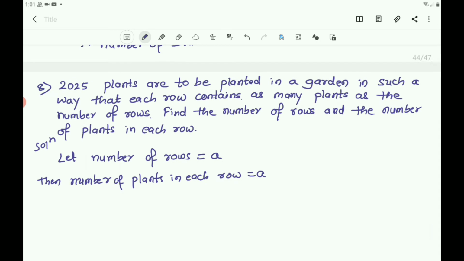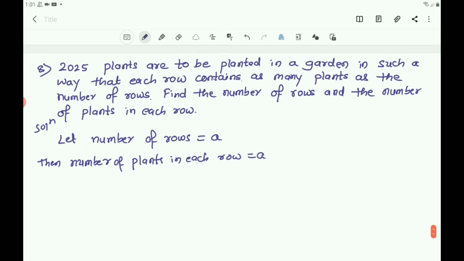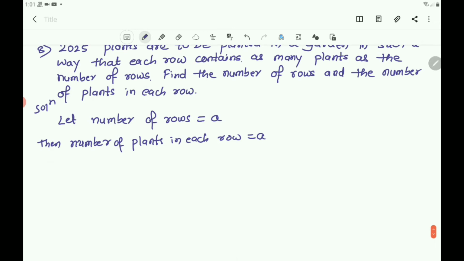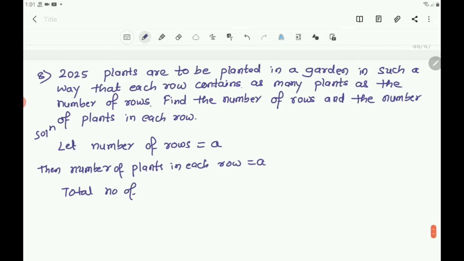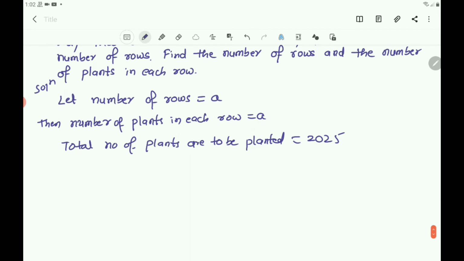Totally how many plants are to be planted? Totally 2025. So the total number of plants to be planted equals 2025. Now you know that number of rows into number of plants in each row is equal to 2025.